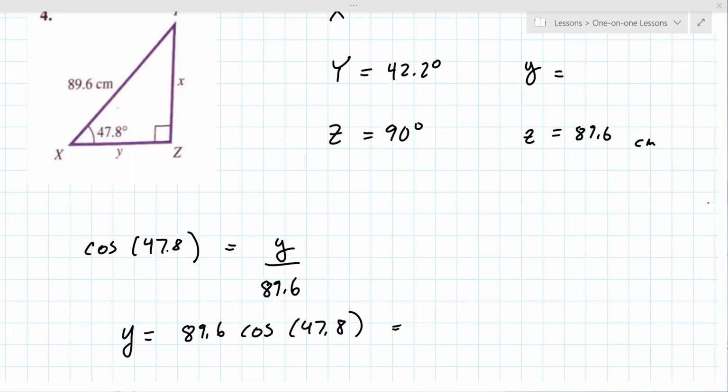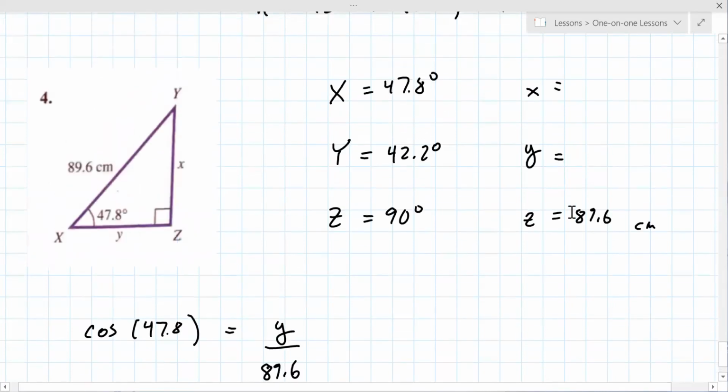Do you have an answer here? I couldn't put it in a calculator. I'll look for it later. Okay, I'm grabbing mine here. So I got 60.2 centimeters. That goes back in the table.